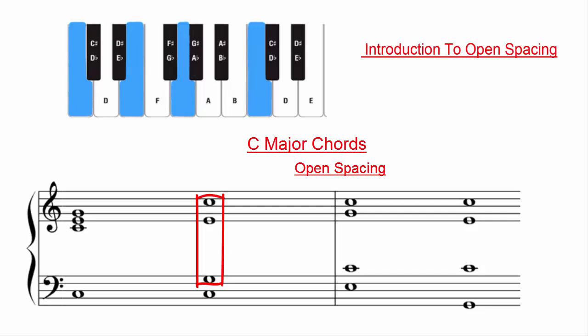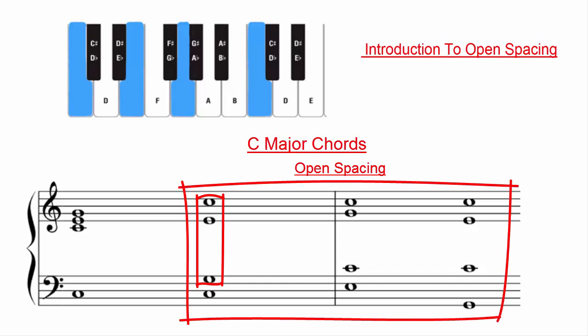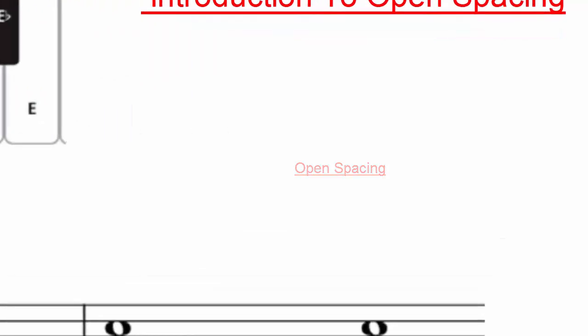Open spacing then means that the top 3 notes, or the soprano, alto, and tenor notes, have been spaced widely enough that you can fit another chord note in between either the soprano and alto notes or between the alto and tenor notes. The 2nd, 3rd, and 4th examples on this slide demonstrate examples of chords that are in open spacing.